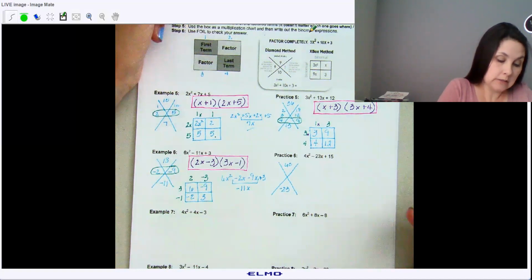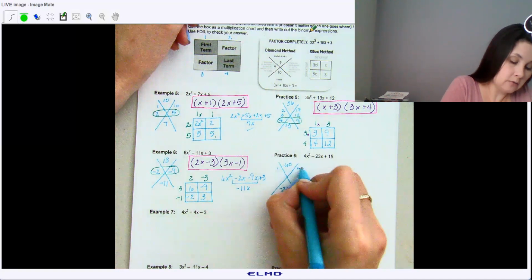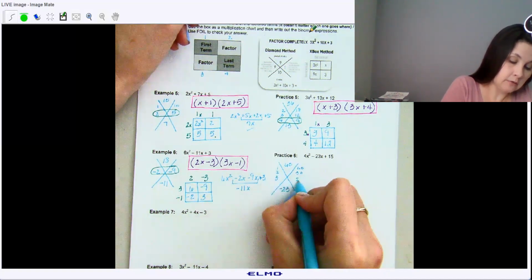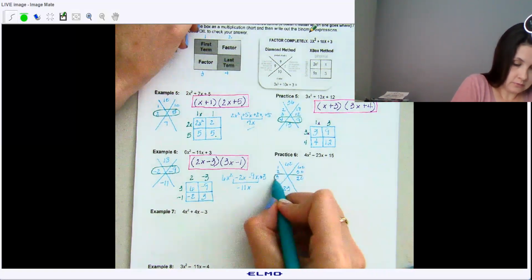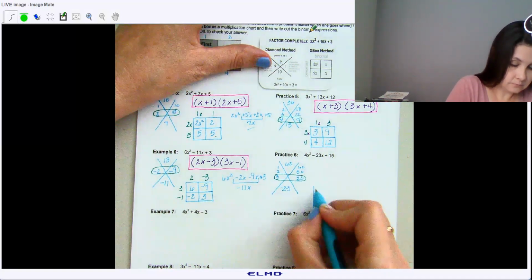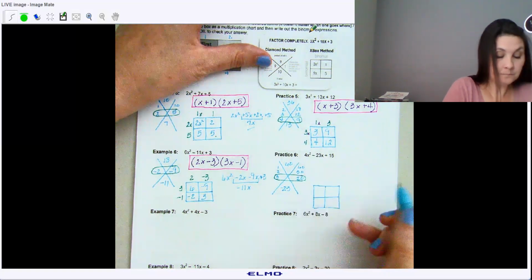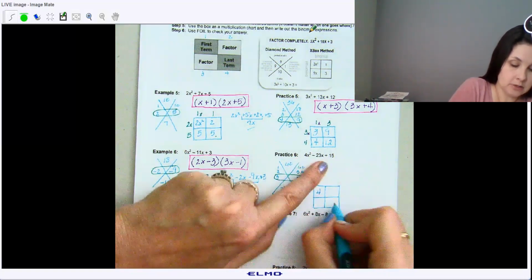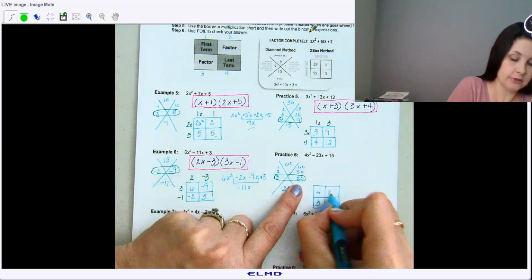Okay, so we have 1 and 60. We have 2 and 30. Oh, here we go, 3 and 20. That's got to be it. So let's set up our box. Okay. So our first term is 4, and our last term is 15. First term is 3 here, and our factor and factor.